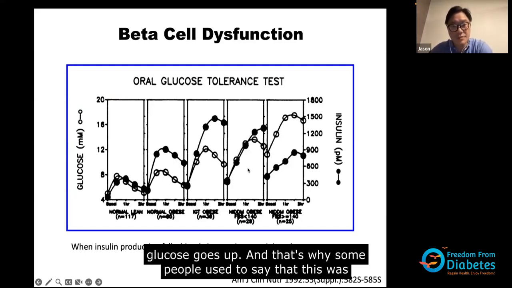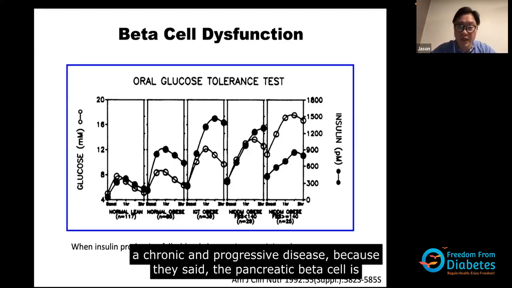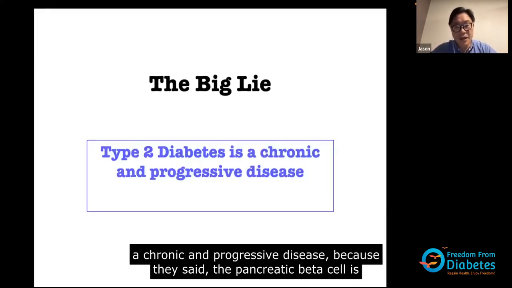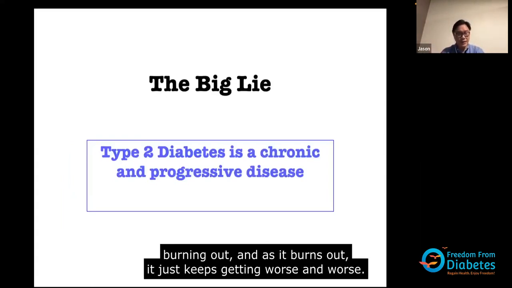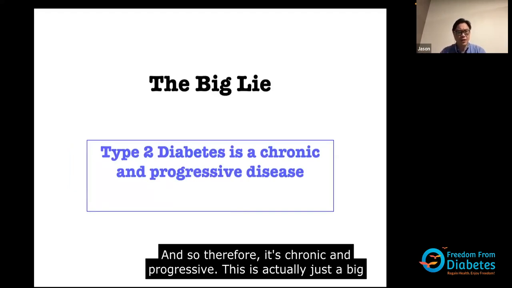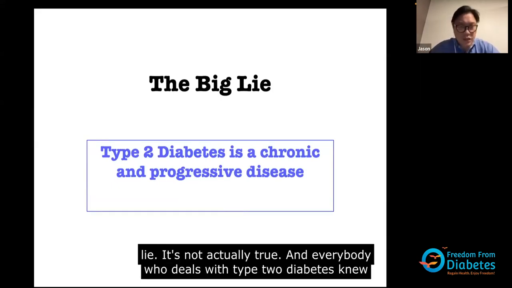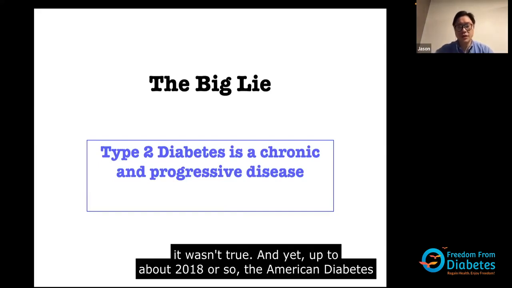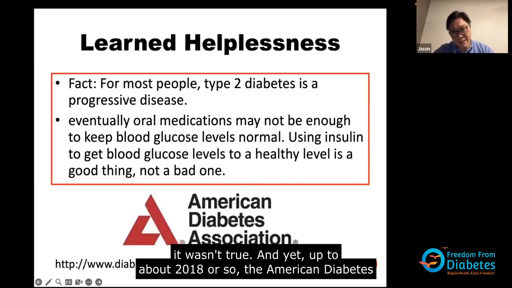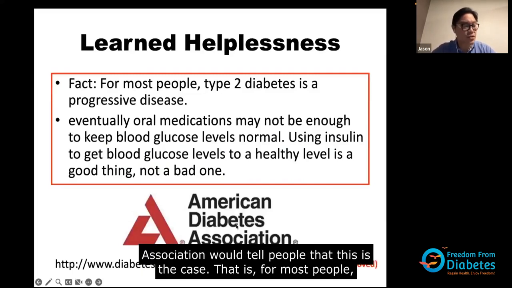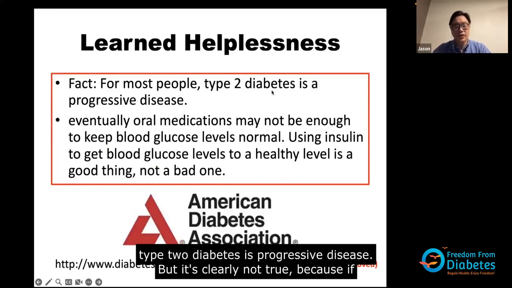goes up. And that's why some people used to say that this was a chronic and progressive disease because they said, well, the pancreatic beta cell is burning out, and as it burns out, it just keeps getting worse and worse. And so therefore, it's chronic and progressive. This is actually just a big lie. It's not actually true. And everybody who deals with type 2 diabetes knew it wasn't true. And yet, up to about 2018 or so, the American Diabetes Association would tell people that this is the case. That is, for most people, type 2 diabetes is a progressive disease.